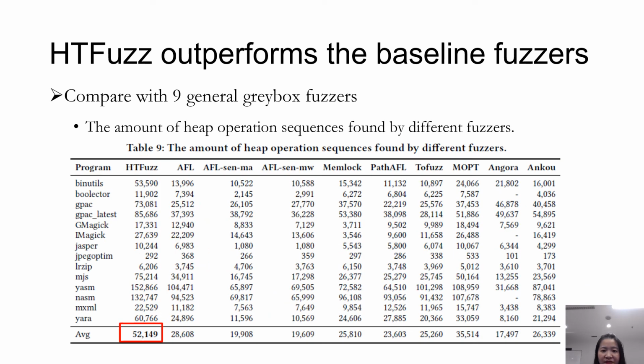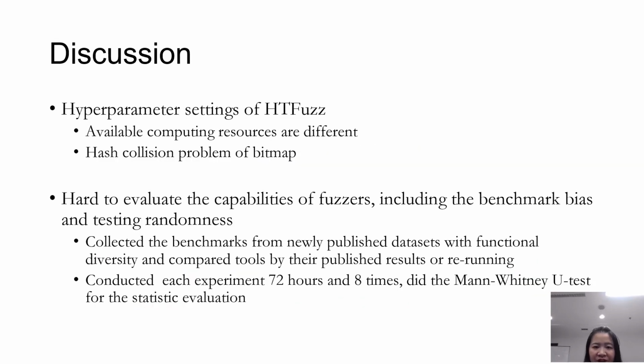Then, we evaluate the amount of heap operation sequences found by different fuzzers, and the result shows HTFuzz found much more than baseline fuzzers. In our evaluation, as HTFuzz has to configure the recording bitmap size and the ring buffer length, we cannot ensure the default setting is the best. We recommend adjusting the hyperparameters adaptively based on the available computing resources.